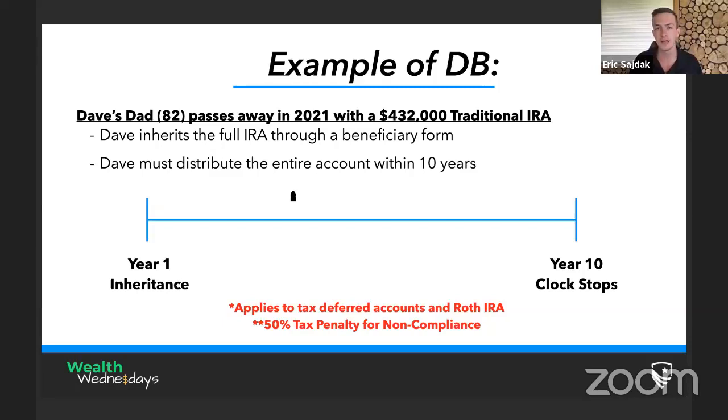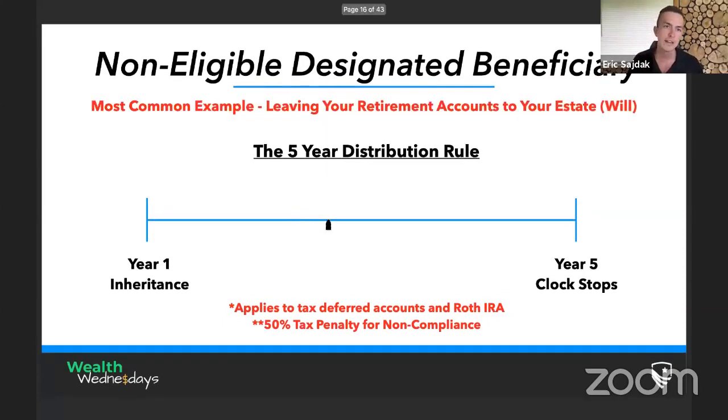We'll talk about some planning hurdles that you need to plan around a little bit later in this presentation. But it's pretty simple. 10 years, there's no requirement each year for what he has to distribute. He has 10 years to distribute the full amount. The next one we'll talk about has very similar rules with one very clear distinction.